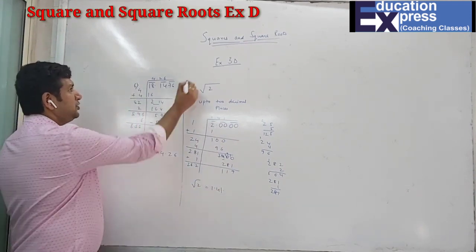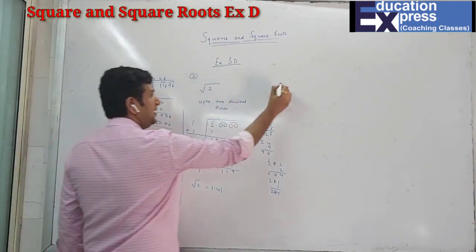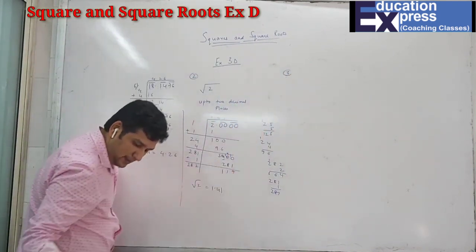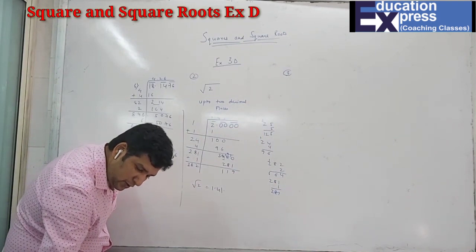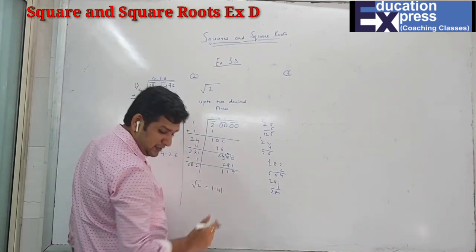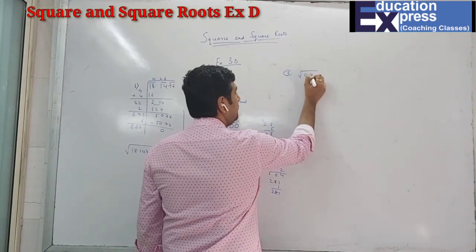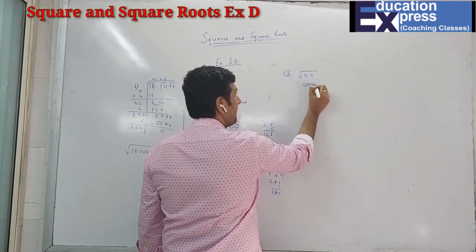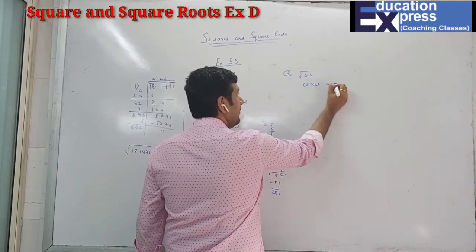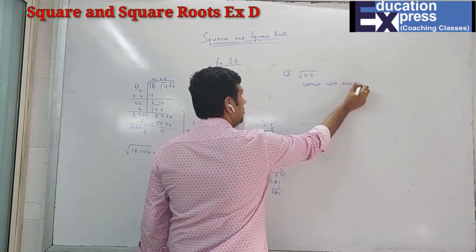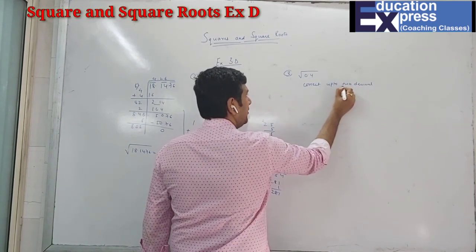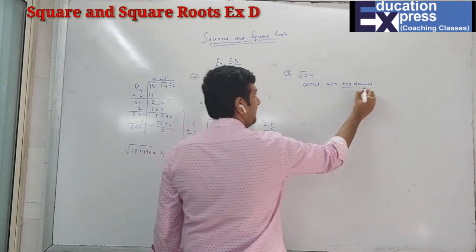Now the next question, question 3, you can see root 0.4 correct up to 2 decimal places. Now it's correct under root 0.4 and you have to correct up to 2 decimal places. Students, I have told you correct means what? Whatever they have asked, you have to take one extra.